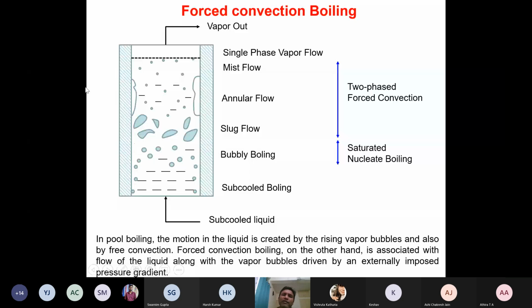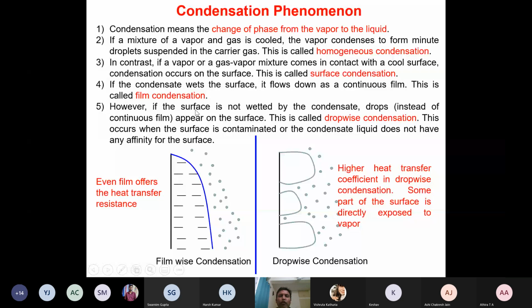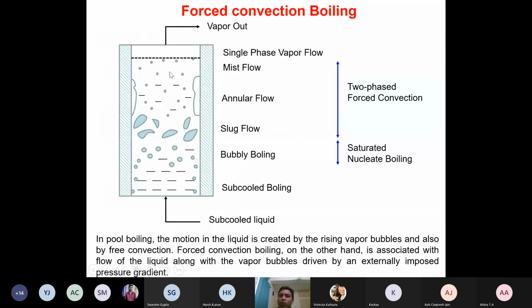If you further move, here you can see the film of the vapor starts forming at the surface here. So this is particularly called the annular flow. If you further move, there is a mist flow. So there is vapor as well as liquid, both flowing together in the form of mist. On the top of this particular layer only the vapor is present. So there is a vapor flow. So these are the different regimes present when we are looking at the forced convection boiling.